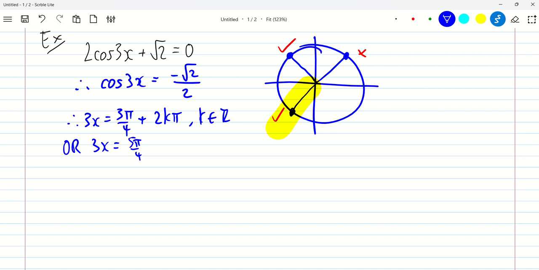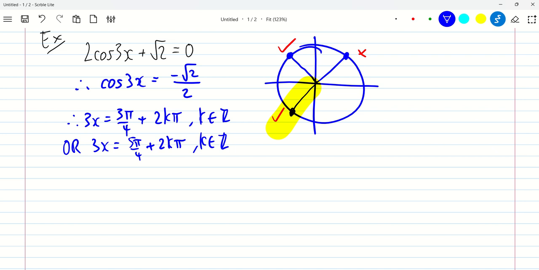And because cos has a period of 2 pi, it's also going to be 2k pi. So all you need to remember is that whenever you're solving for cos or sine, you're going to put plus 2k pi. Whenever you're solving for tan, they're going to be plus k pi. Okay, and so we've got those two as our solutions. Okay, so that is that.